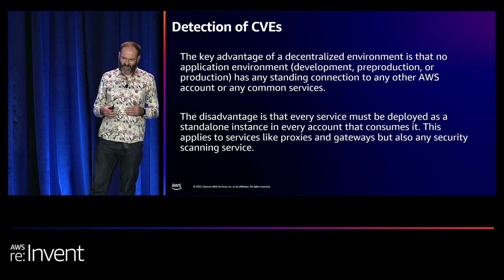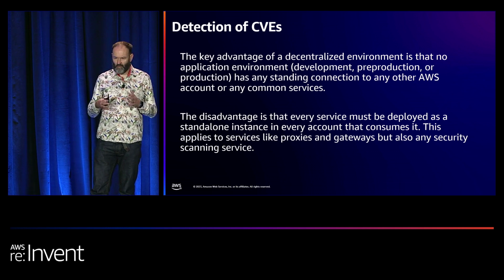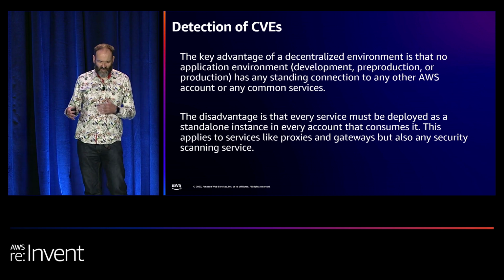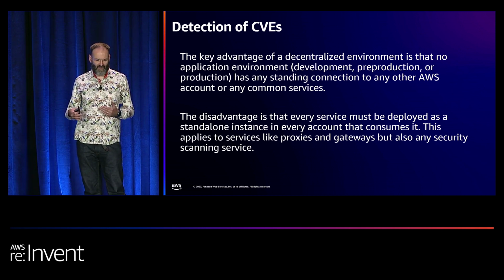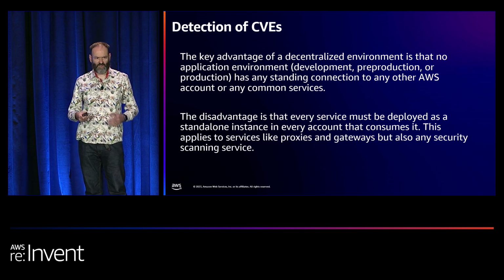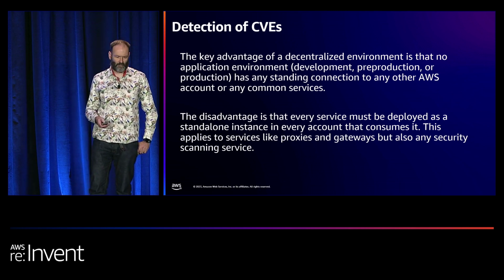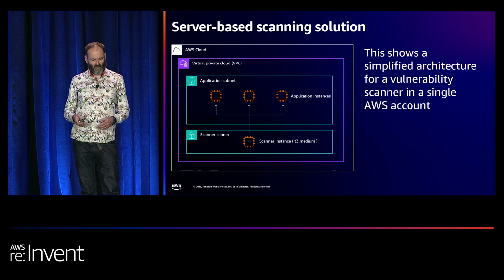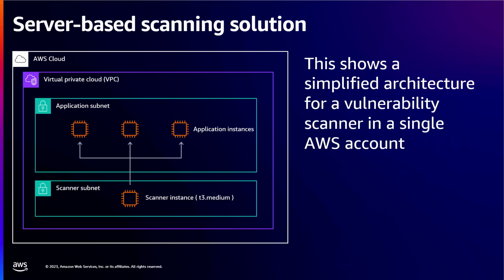It can't hop sideways from one production application to another. But the disadvantage of this approach means that everything we deploy must be deployed as a standalone service in every single account that consumes it. So this applies to things like sidecar proxies, to gateways, but also any security scanning service. So I'm going to show you our previous server-based scanning solution.